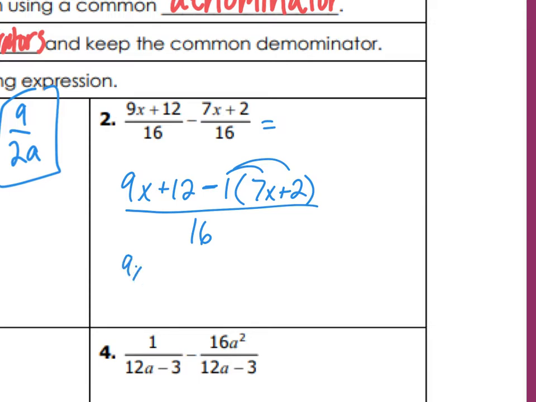So this is actually going to be 9x plus 12 minus 7x minus 2 over 16. Combine like terms on top. What is 9x minus 7x? 2x. And what is 12 minus 2? 10.